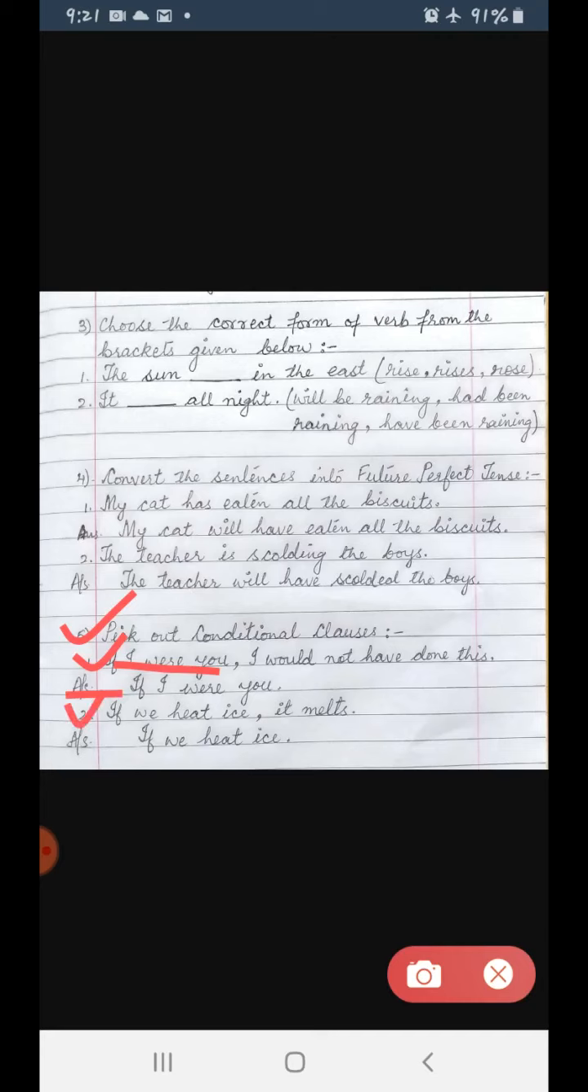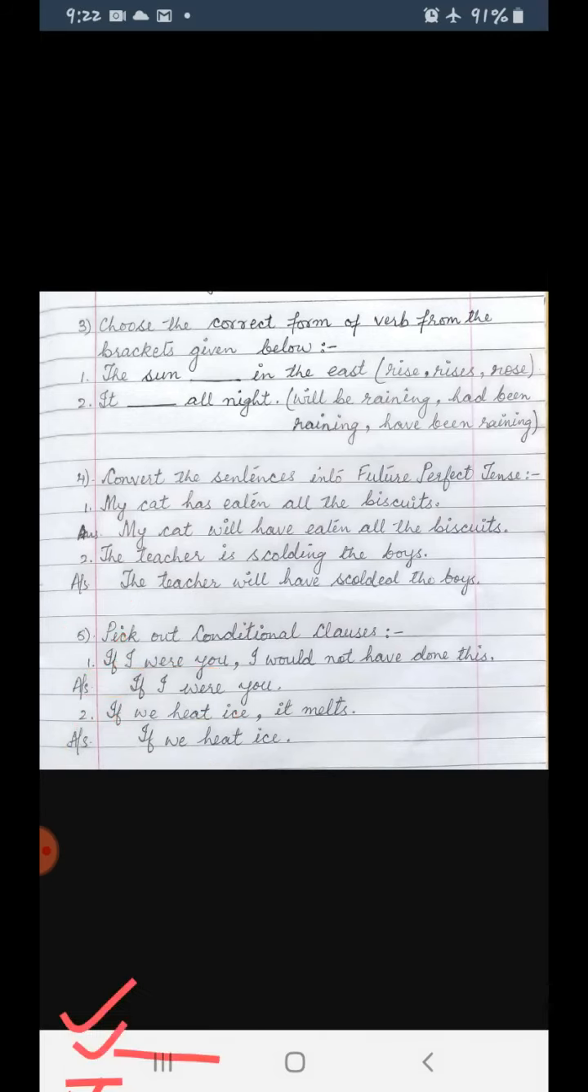Next, number 2. If we heat ice, it melts. What is the conditional clause here? The conditional clause here is if we heat ice. So you have to write it separately. If we heat ice. Clear? Next.